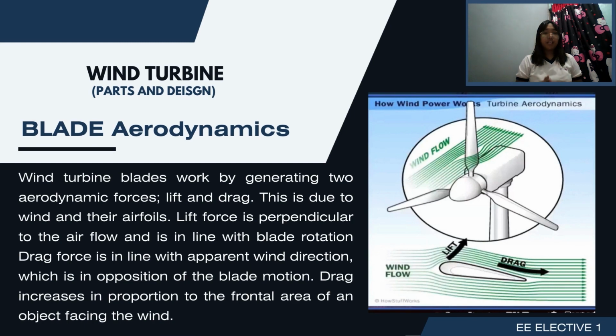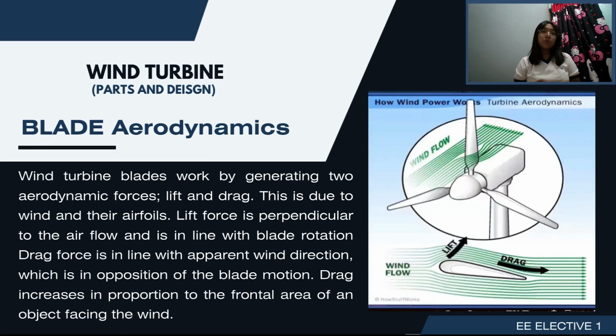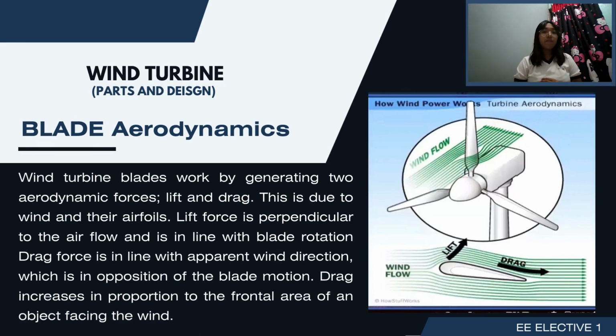So, blade aerodynamics. Wind turbine blades work by generating two aerodynamic forces, which is lift and drag. This is due to the wind and their airfoils. Lift force is perpendicular to the airflow and is in line with the blade rotation, while the drag force is in line with apparent wind direction, which is in front of the blade motion. Drag force increases in proportion to the frontal area of an object facing the wind.